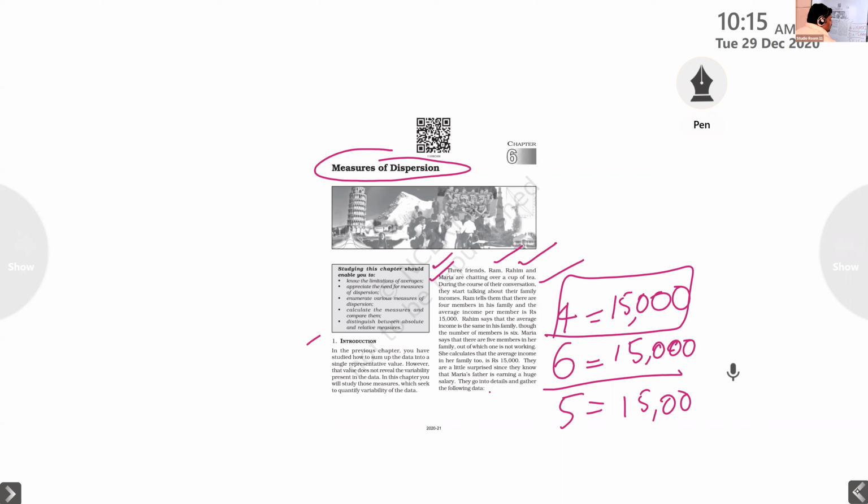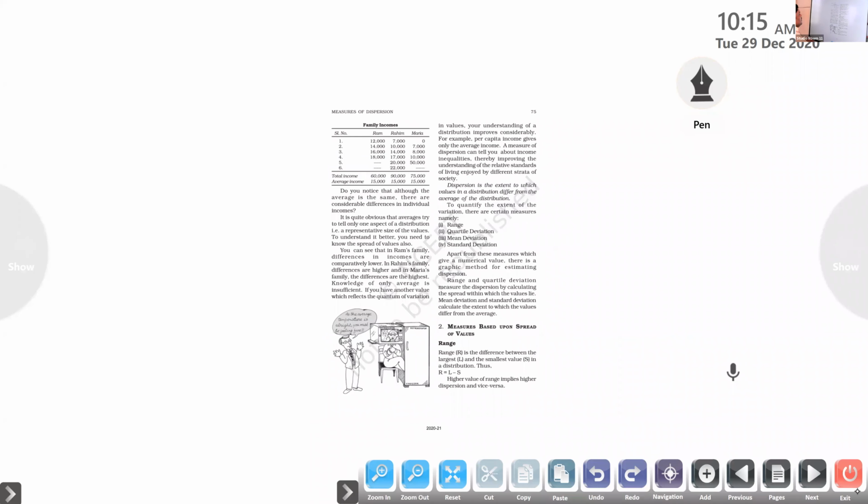They observe the entire data. They took the number of members and their salary individually. 6 is the maximum number of members in one family, that is Rahim's family. Ram's family has only 4 members. Their income altogether is 60,000: 12, 14, 16, and 18 thousand. Divided by the number of members, 4, so 60 divided by 4 is 15,000.